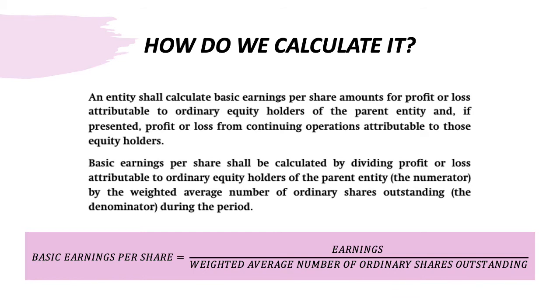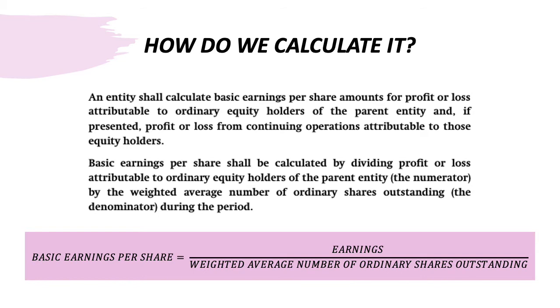But how do we calculate basic earnings per share? Well, basic earnings per share is calculated as follows. We take the earnings and we divide it by the weighted average number of ordinary shares outstanding during the financial year in question. Now, I know the denominator is a bit of a mouthful, so we commonly refer to the denominator as the WANSO, the weighted average number of ordinary shares outstanding.